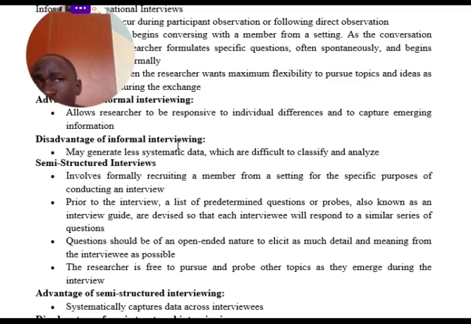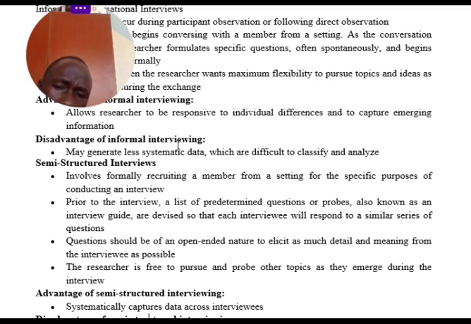They are saying that it also gives prior knowledge or information to the interviewer. They are saying a list of predetermined questions or prompts, known as interview guides, or questions are given to the interviewee, with response to similar scenarios or questions.